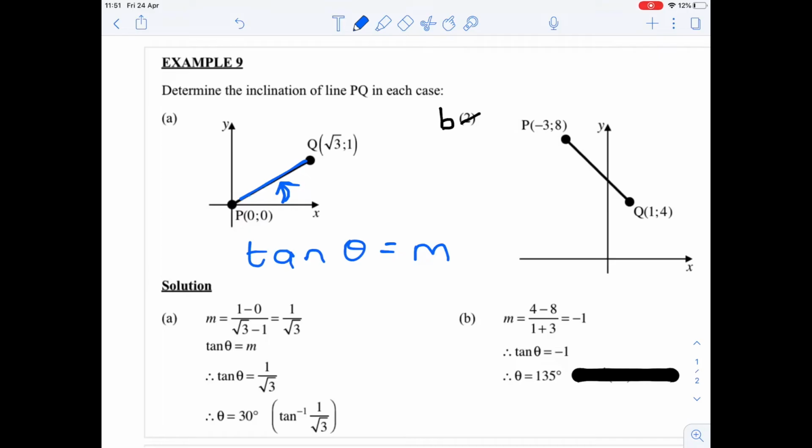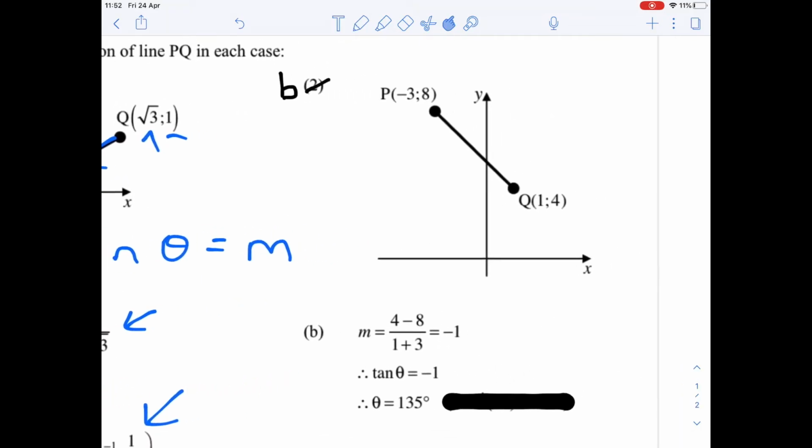So in this example here, we first need to go and find the gradient, and there we find it. m is change in y, which is going to be 1 minus 0, over change in x, which is going to be root 3 minus 0, and we get 1 over root 3. So then, once we've got the gradient, we want to find the angle. So on our calculator, we're going to go shift tan 1 over root 3, and we get the angle theta to be 30 degrees. So my angle of inclination in A is going to be 30 degrees.